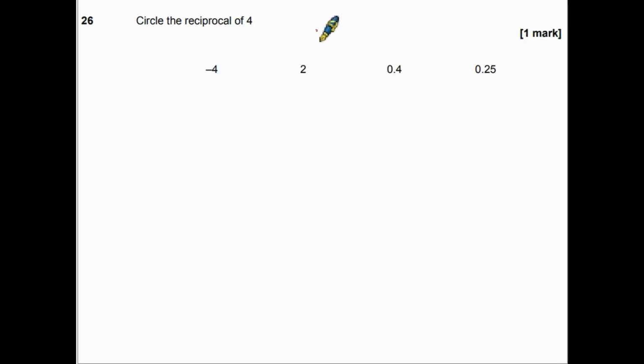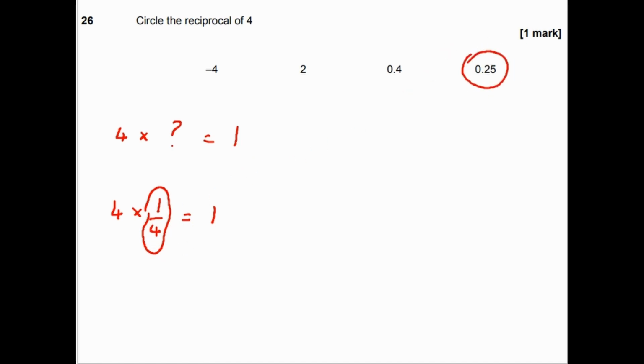Question 26. Circle the reciprocal of 4. Well, a reciprocal is a number that you would multiply by 4 to get the answer 1. So it's 4 times something equals 1. And the simplest way to work out a reciprocal is to simply multiply by its inverted self. In other words, 4 times 1 over 4 equals 1. A quarter of 4 is 1. So we have to find which of those decimals is equal to a quarter, and of course it's 0.25.